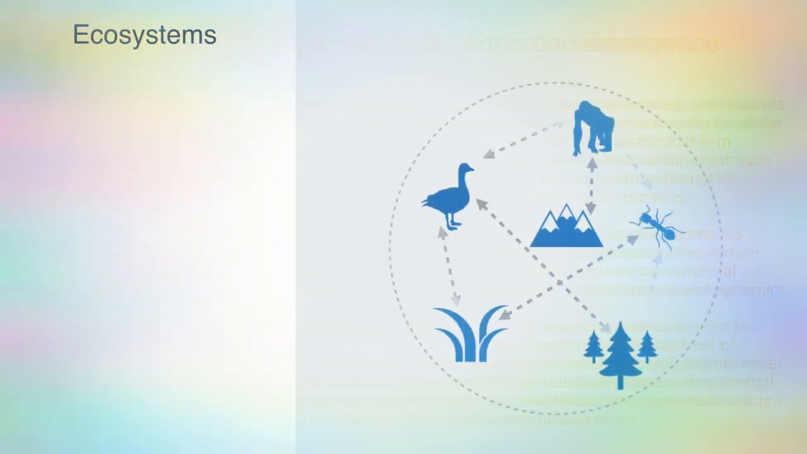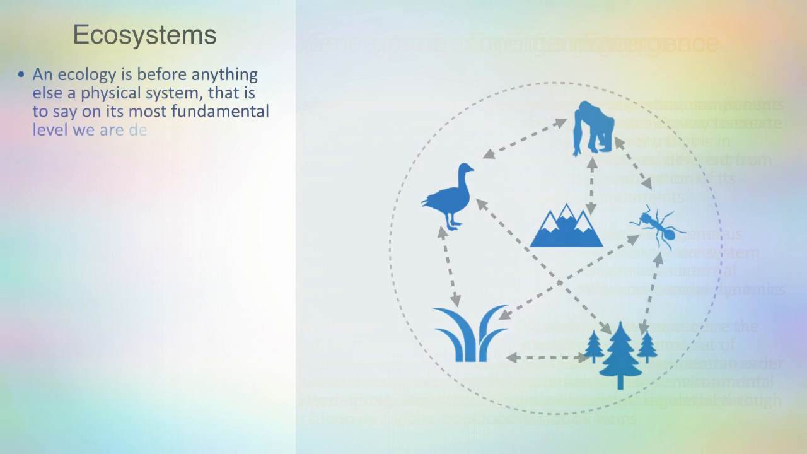An ecosystem is then a physical system, composed of a set of biotic and abiotic elements. These elements are interdependent in affecting each other and the overall state of the system. An ecology is before anything else a physical system. That is to say, on its most fundamental level, we are dealing with the interaction of energy and matter.